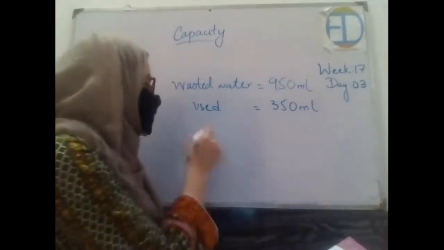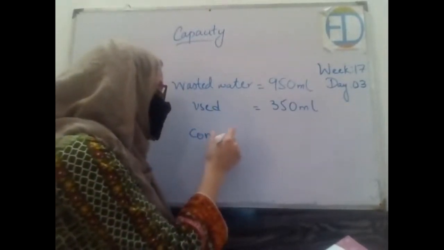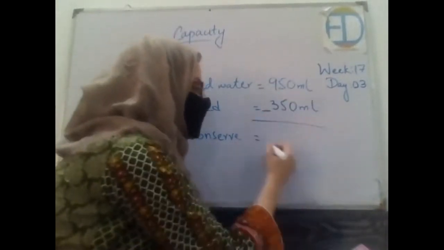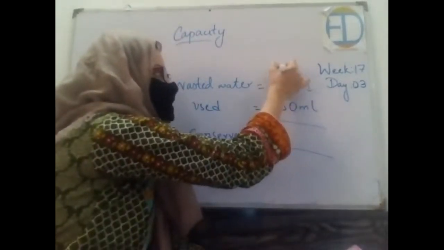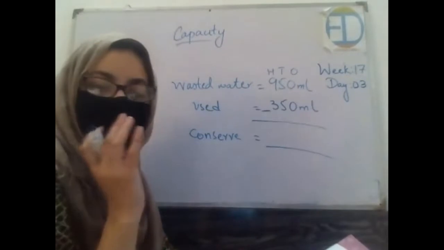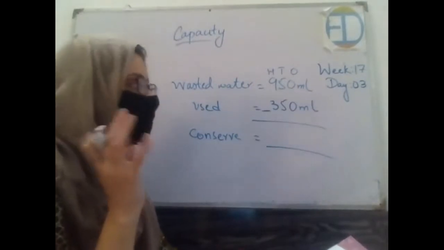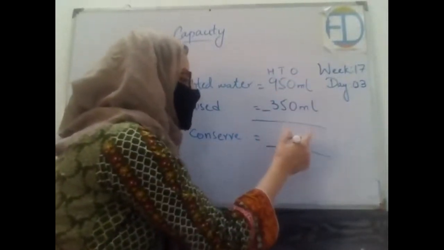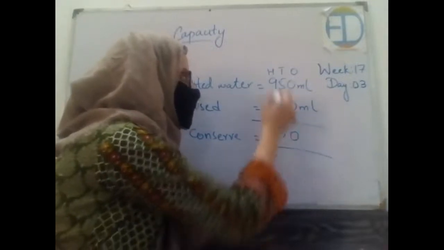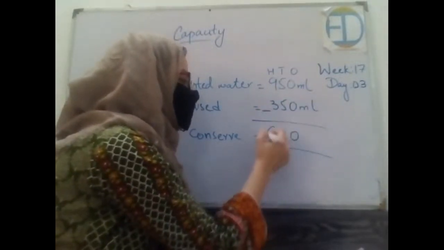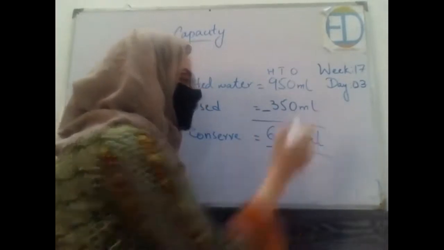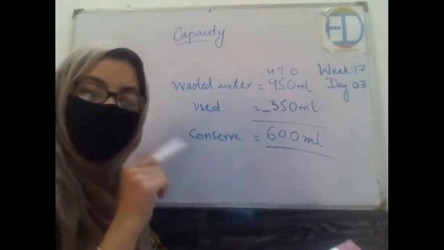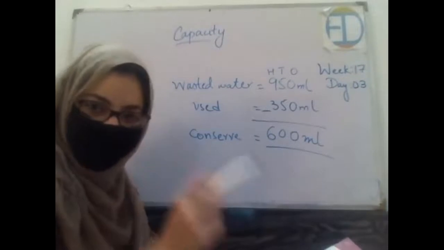How much water did she conserve or save? You are supposed to find that. So we will subtract 350 from 950 milliliter. Ones, tens, hundreds. Do follow the same procedure which we have learned while doing the number operations so that it gets easier for you. Can we subtract 0 from 0? Yes. 5 minus 5, 0. 9 minus 3, 6. So this means that she conserved 600 milliliter of water, right?